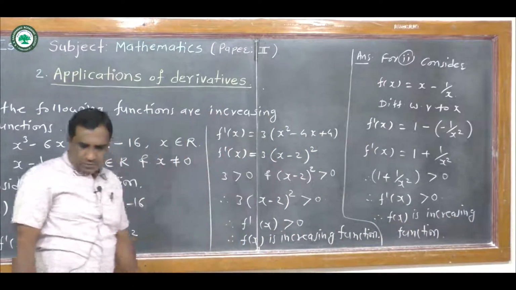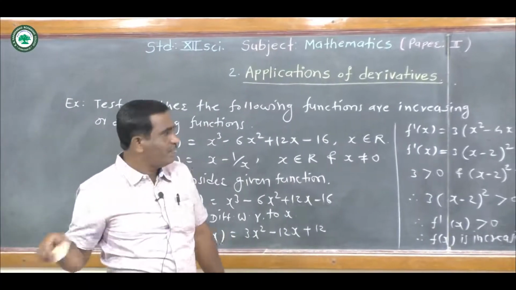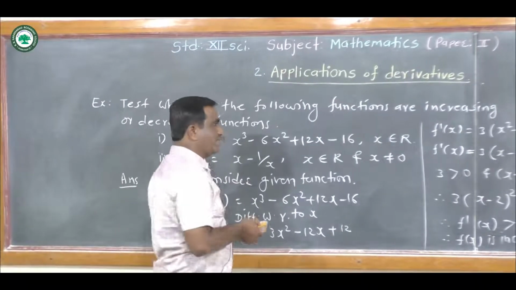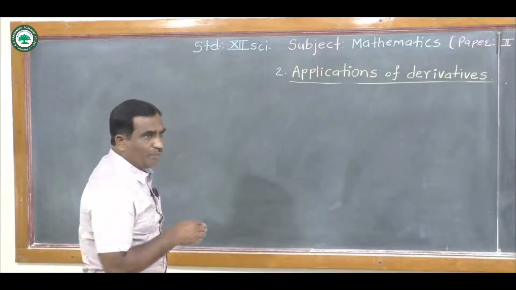Okay, now we see one more example, another type of example. We are given that f of x is an increasing or decreasing function, and then we have to find the values of x.